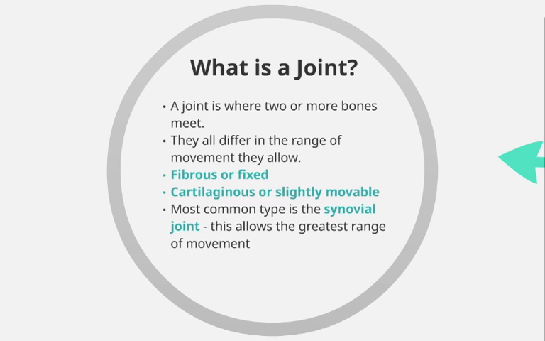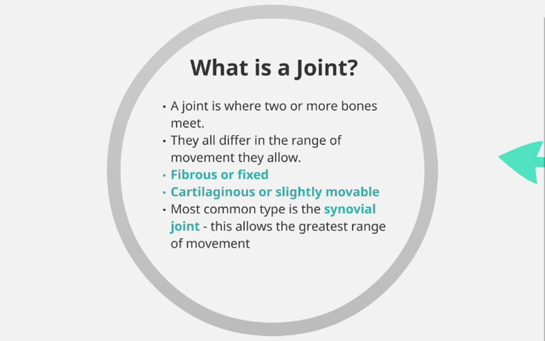So first, we're going to start off by asking the question, what is a joint? A joint is where two or more bones meet within the body. And all joints differ in terms of the range of movement they allow. And so this allows us to categorise joints according to these particular movements.